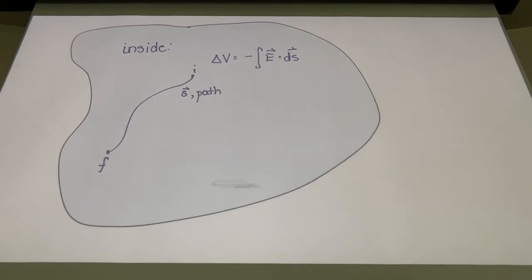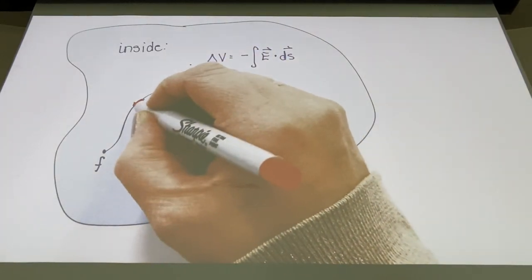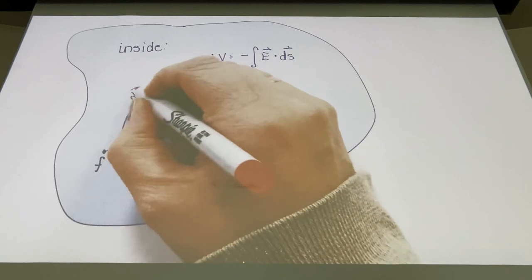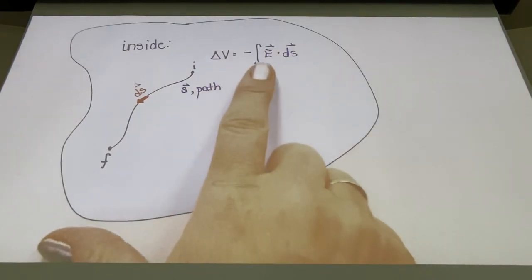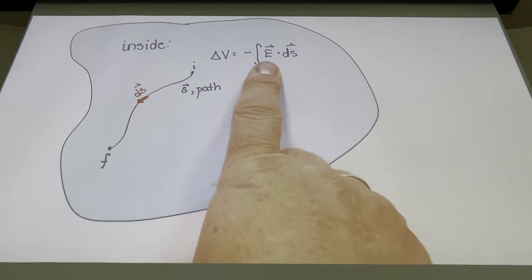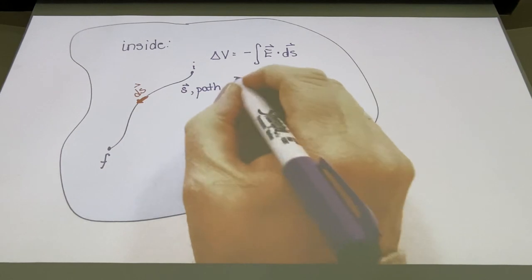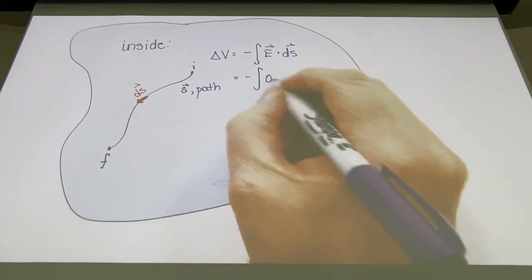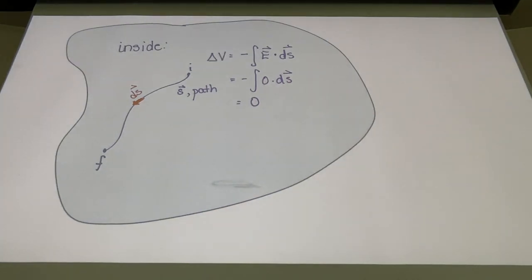So let's show a little tiny bit of the path. Here's a small segment of our path, DS. This is the setup of the integral to find our electric potential. Let's remember that our electric field is equal to 0. So the integral of 0 dot ds is just 0. The integral of 0 is just 0.